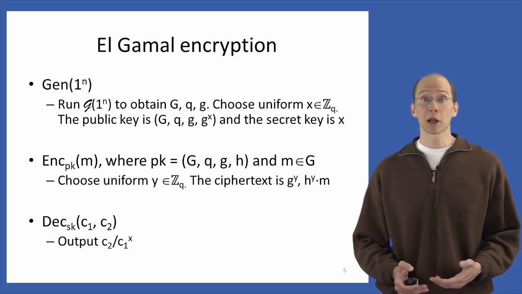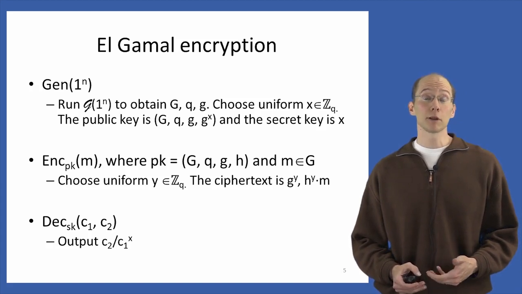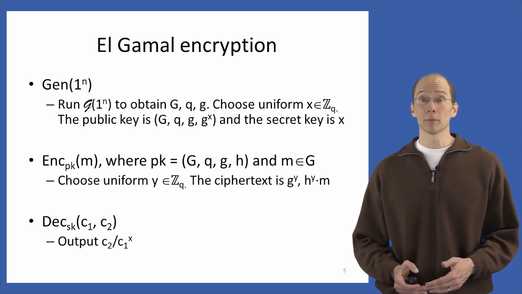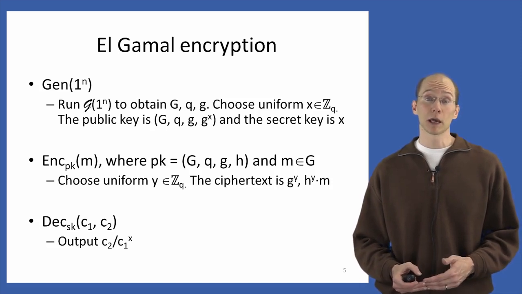To encrypt a message m, given a public key of the form G, q, g, h, we simply choose a uniform value y and let the ciphertext be equal to g to the y, h to the y times m. So g to the y here corresponds to the value h2 on the previous slide. h to the y times m is simply packaging together a derivation of the key along with multiplication by the message m.